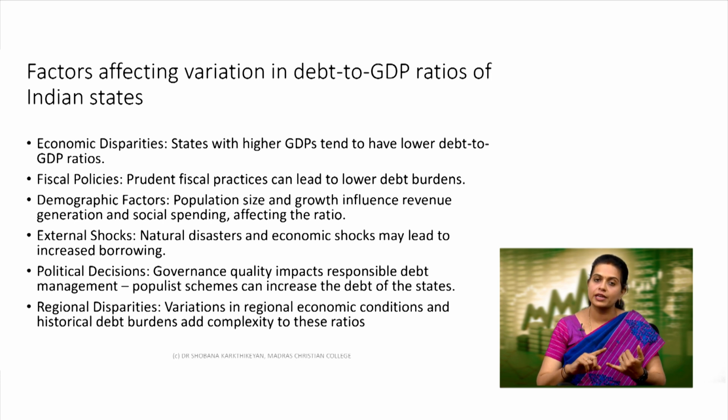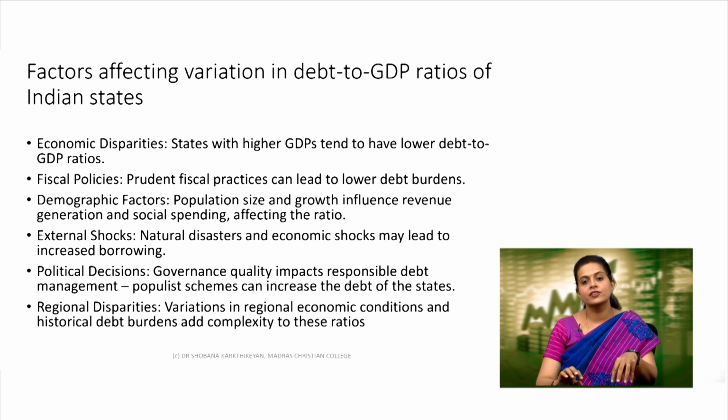So there are a few factors here. One is the economic disparity. The second is the fiscal policies that states decide to pursue, the demographic factors, external shocks, political decisions and inherent regional disparities which governments have inherited from time immemorial. So we will see these factors one after the other. So when you talk about economic disparities, we did see a very clear relationship that states with higher GSDPs tended to have a lower debt to GSDP ratio. So states with smaller GSDPs actually have a higher debt to GSDP ratio.